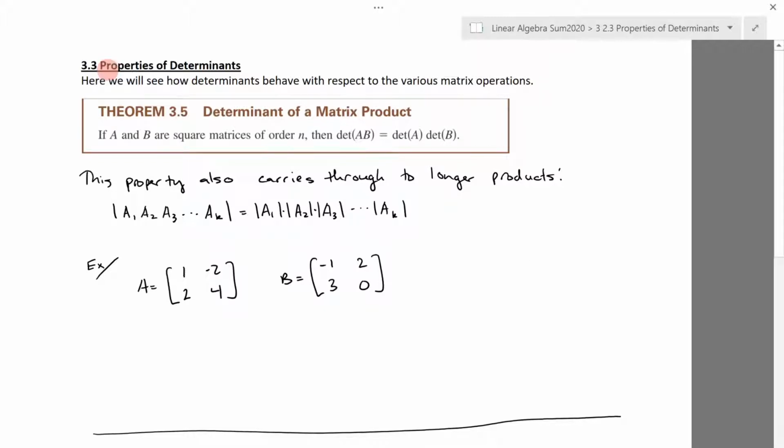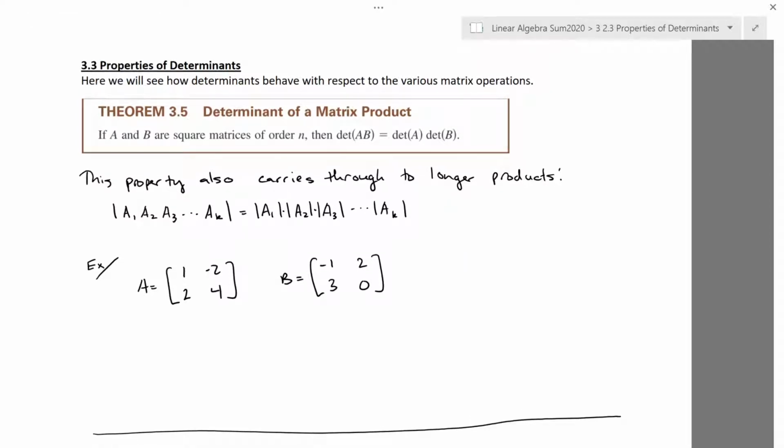In this video, we'll discuss some properties of determinants by seeing how they behave with respect to the various matrix operations. So the first property we'll look at is what happens to the determinant when we multiply two matrices together. And the statement is that the determinant of a product is the same as the product of the determinants. Basically, it means that if you multiply two matrices together and then calculate the determinant, it is the same as calculating the determinant of the individual matrices and then multiplying the determinants together.